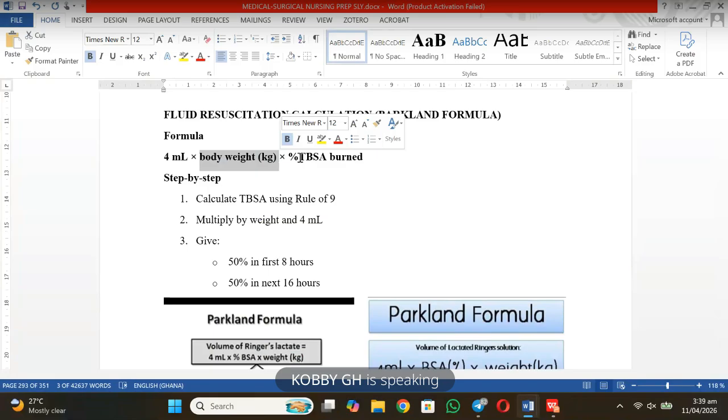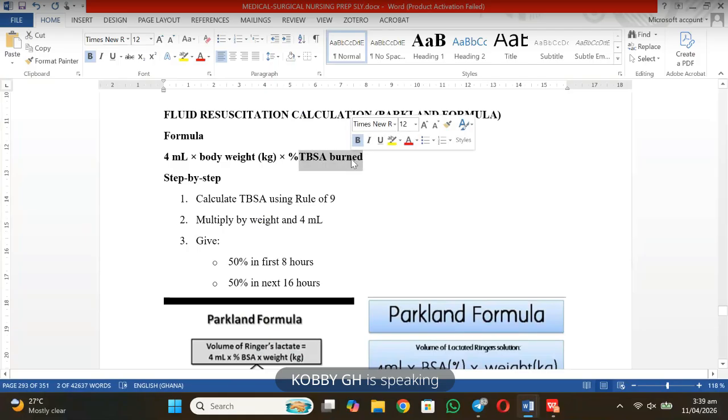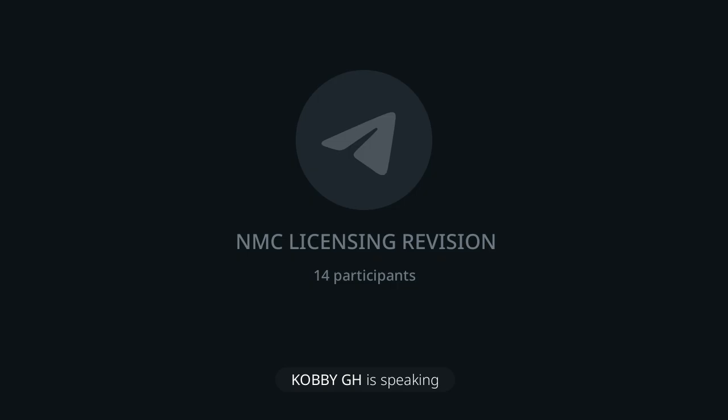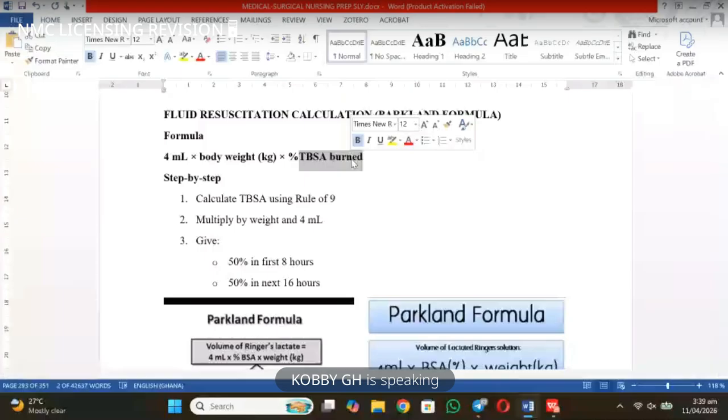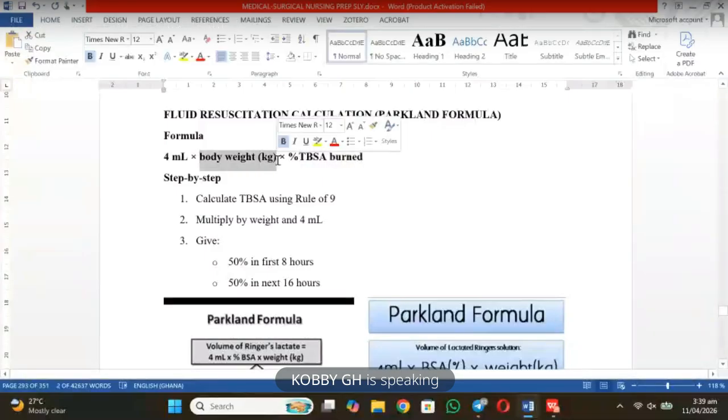Now we use the Parkland formula. The formula says that you multiply 4 ml by the body weight of the patient, then you multiply it again by the total burn surface area. The examiner will always give you the body weight of the patient. At times, the examiner will give you the total burn surface area, or you may have to calculate it yourself. The constant factor is the body weight.